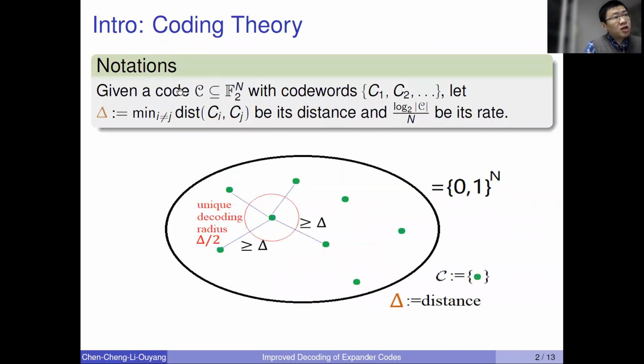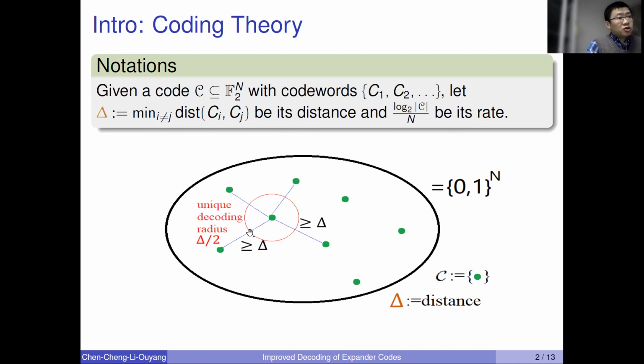Let us review some basic facts about coding theory. Given a binary code of length n with codewords C1, C2, and so on, we define its distance to be the minimum Hamming distance among all pairs in C, and its rate to be log of the size of C over the length n.